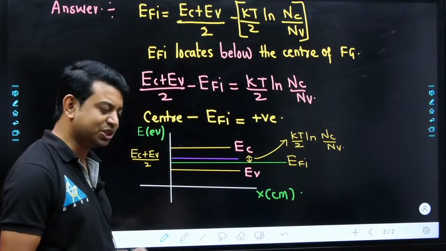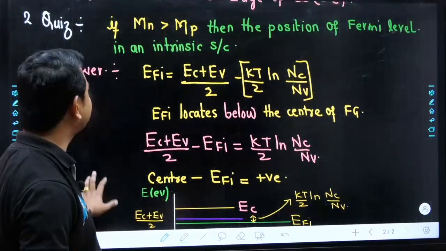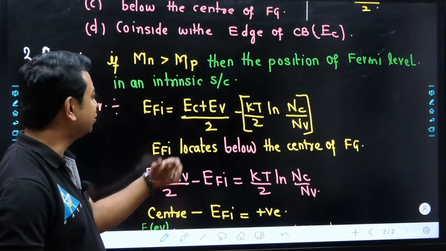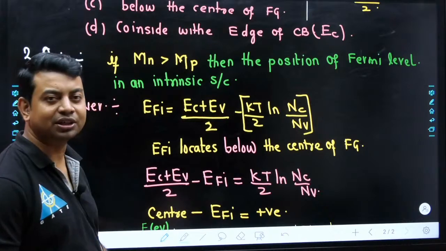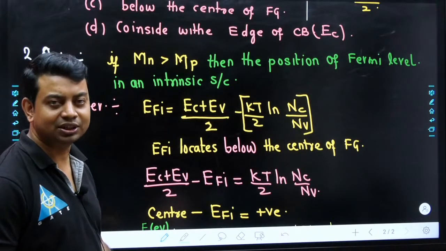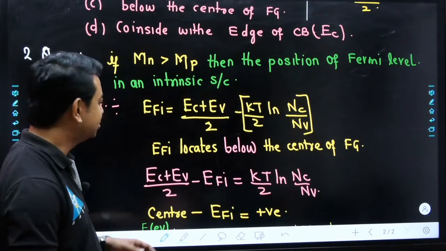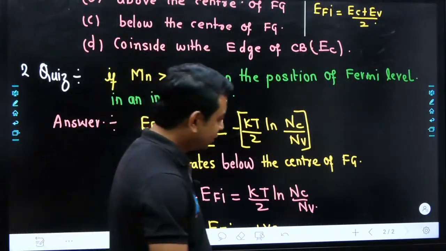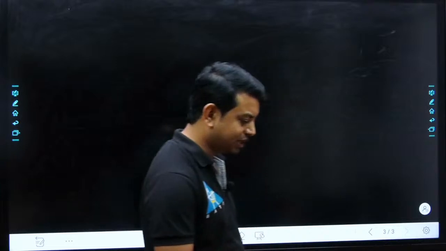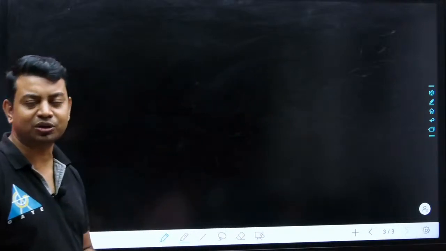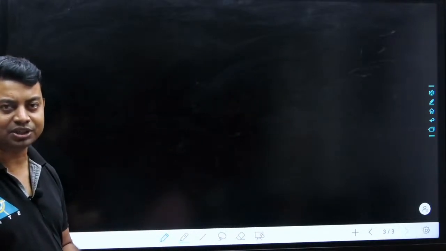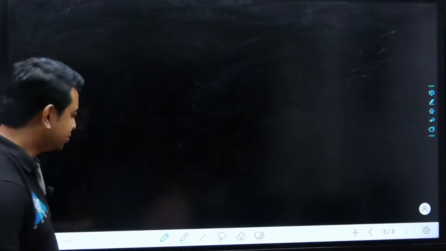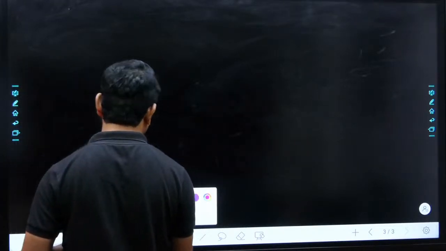If I change this quiz question, and if I write here that Mp is greater than Mn, then the position of the Fermi level in an intrinsic semiconductor must be above the center of the forbidden energy gap. So, we must know all these things in a proper way. So, these are the following points, and we can find out the energy gap, the distance between the two positions of EC and EV. So, for finding that one we can write here.